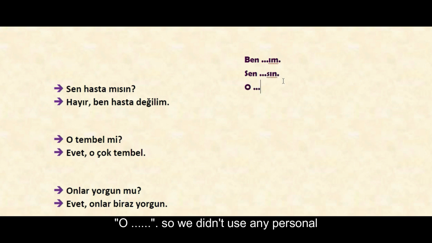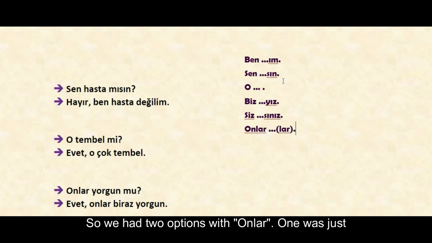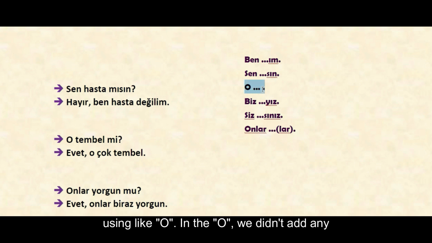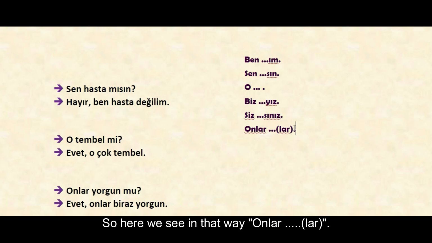O, blah blah, so we didn't use any personal suffixes after o. Biz, blah blah, yız or is, like shortly. Siz, blah blah, sınız. Onlar, blah blah, or onlar blah blah lar. So we had two options with onlar. One was just using like o. In the o we didn't add any personal suffix. So with onlar also we may not add any personal suffix, or we can add lar or ler, we said. So here we see in that way. Onlar blah blah lar. Okay.